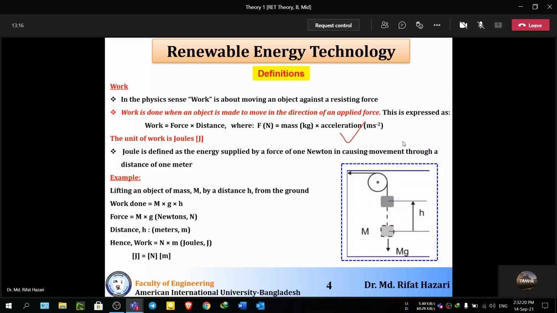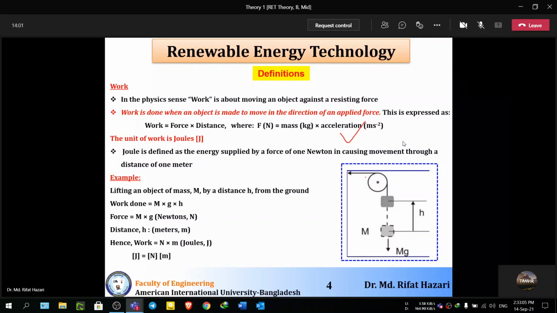If we go back to the same point of work, for example, you are applying 1 Newton of force to move an object around 1 meter. If you apply 1 Newton of force and move your object 1 meter from a certain point, that means you are supplying 1 joule of energy. So if you apply 1 Newton of force to travel a distance of 1 meter, you are spending 1 joule of energy. Okay, is it clear to you guys? Yes, sir.